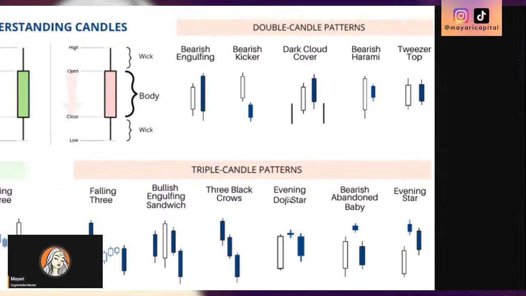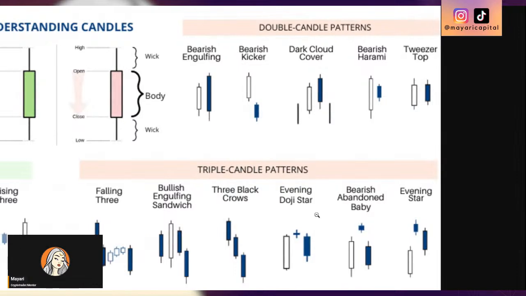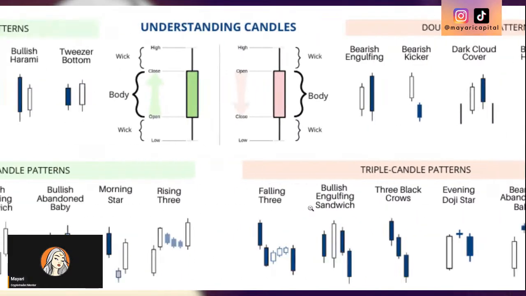So we have the evening star right here. It's just similar to the morning doji star. Again, you do not use this alone. It needs to have context. If it is an evening doji star, ideally it should be against a resistance. Evening abandoned baby, evening star, they both need context, similarly to the doji star.